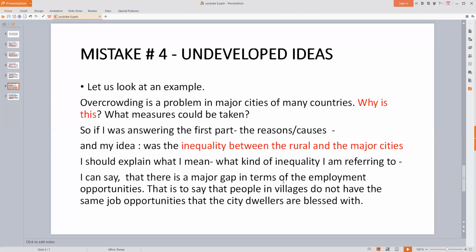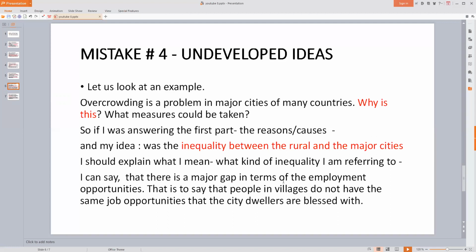That's the inequality between the rural areas and the major cities. But this is still not enough, right, guys? Because, okay, the examiner understood that I'm talking about a gap in the employment opportunities between these two areas, between the rural areas and the major cities, okay? But it's still not very clear, because let's say which area has higher employment, better employment, and which one has lower employment. The examiner doesn't know.